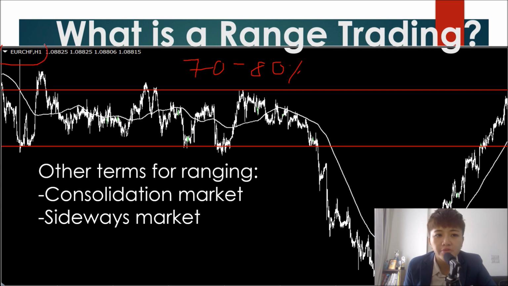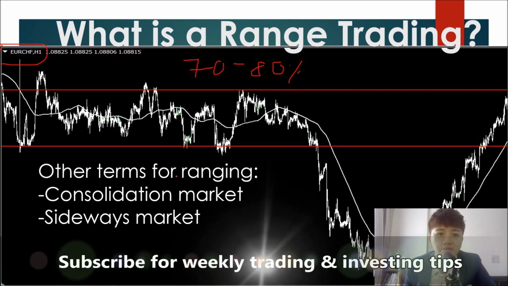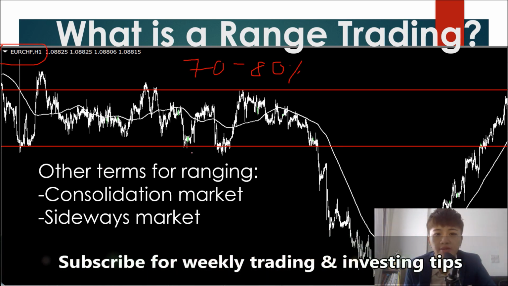For example, Euro Swiss franc. One reason being that the Swiss economy is very dependent on the Eurozone, and also if you look at the map, Switzerland is pretty near to all the Eurozone countries. So Switzerland exports a lot of stuff to the Eurozone. That's why they depend on them so much, because the Eurozone is their loyal customer. So when two countries are very dependent on each other, you see price range more often.